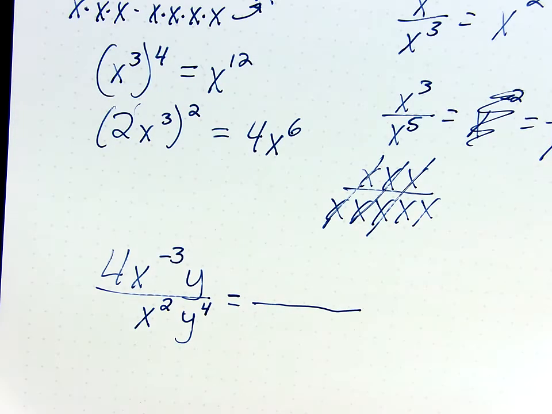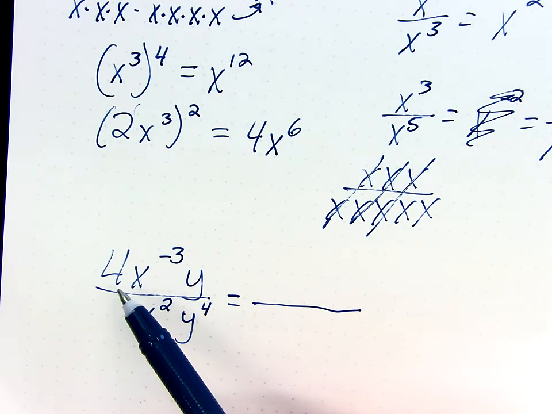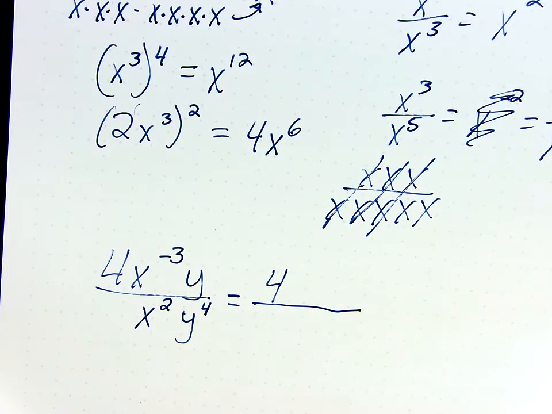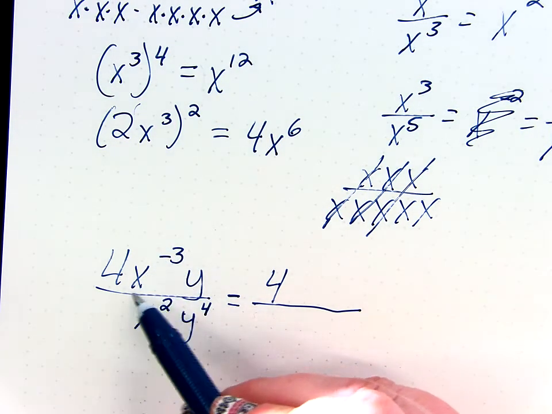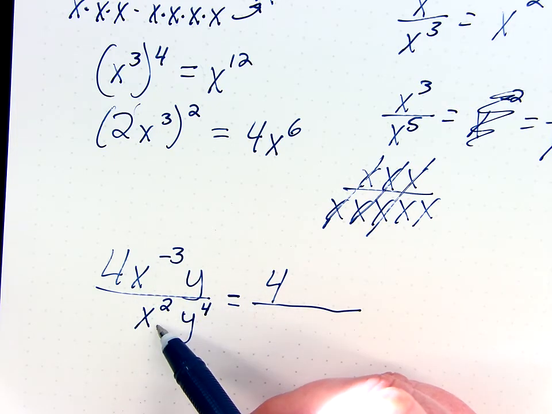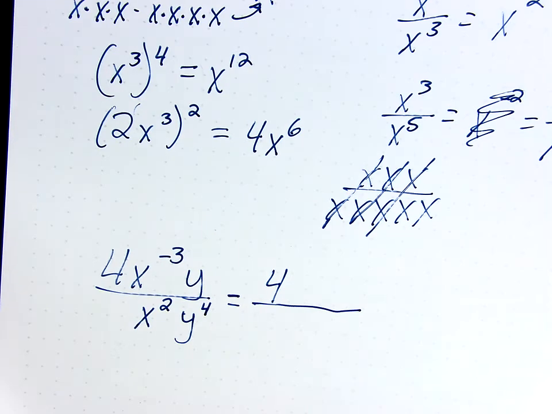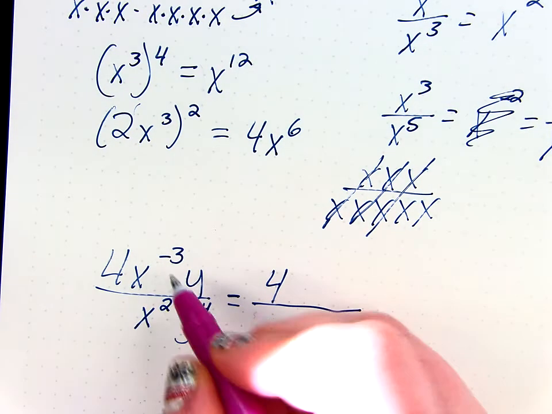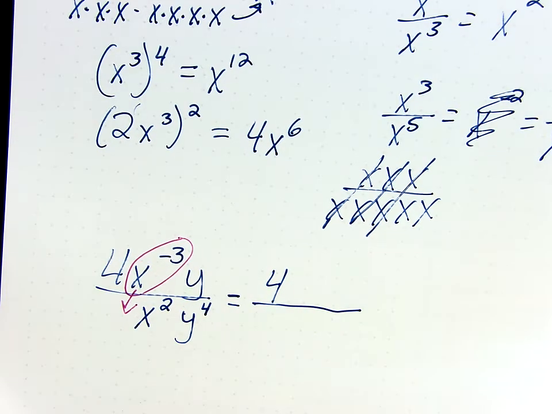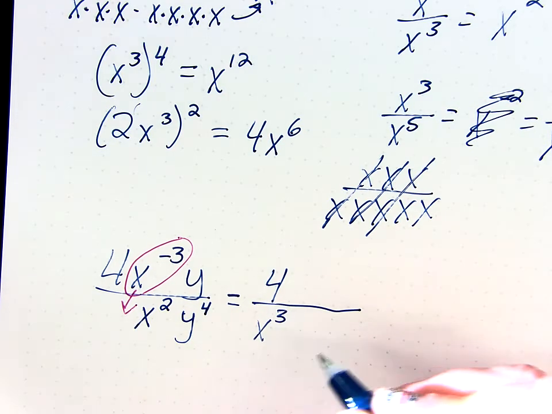So I ask you, what is happening with this 4? Nothing. It's going to stay exactly where it is. What is happening with this x to the negative 3? It's going to move downstairs. This is now going to move down into the denominator. So now I'll have x to the 3rd in the denominator.